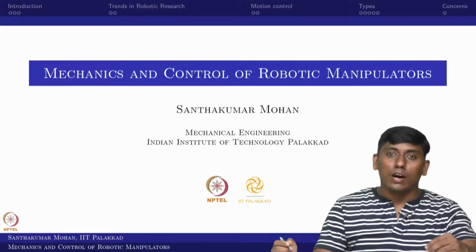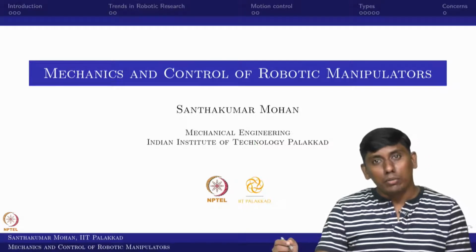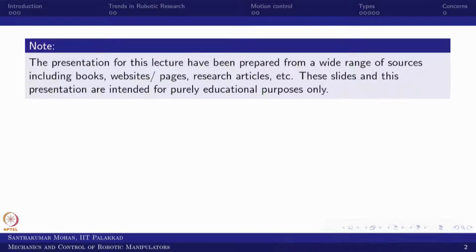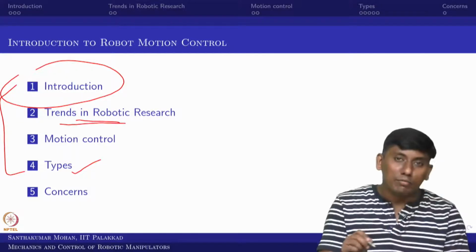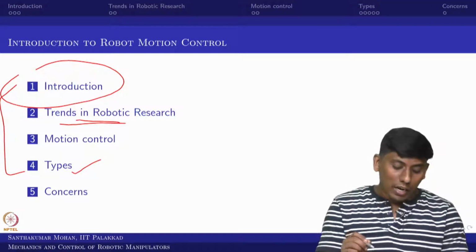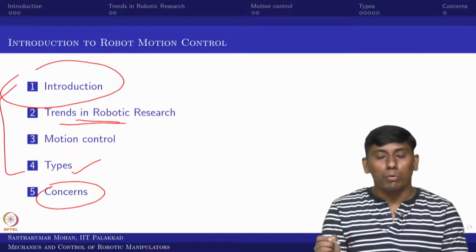In this particular lecture, we will see how we can do motion control. So in that connection, we would be talking about motion control in detail. In specific, we are going to talk about manipulator motion control: what motion control is and what its types are. While going across, we will see what the trends were in robotic manipulator control and what the current concerns are related to robot motion control.